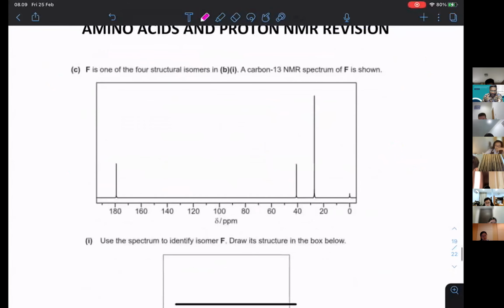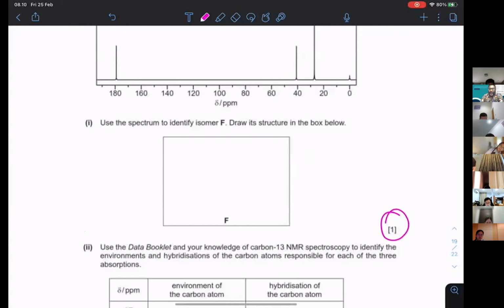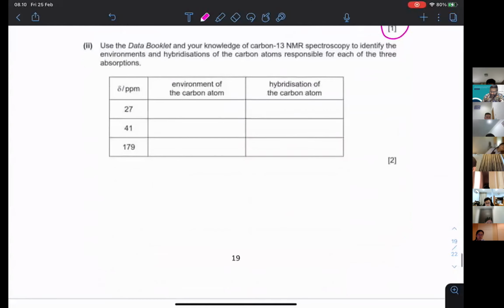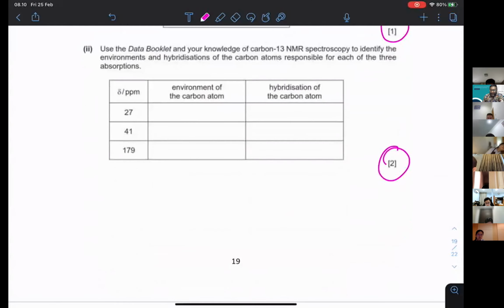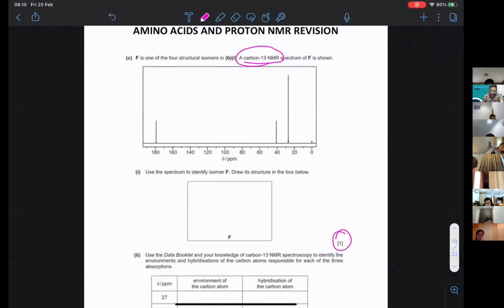F is one of the 4 structural isomers in B1, and a carbon-13 NMR. Remember, I told you carbon-13 is not so popular. But they ask also, though not many things to ask. 1 mark only. And then I think this one also relates to carbon-13, so another 2 marks. So total 3 marks about carbon-13. They cannot ask you too many.